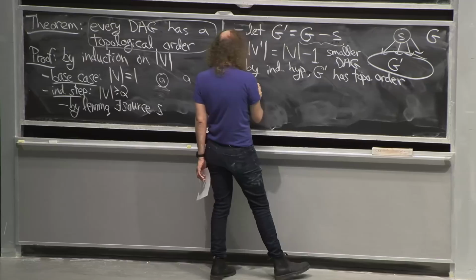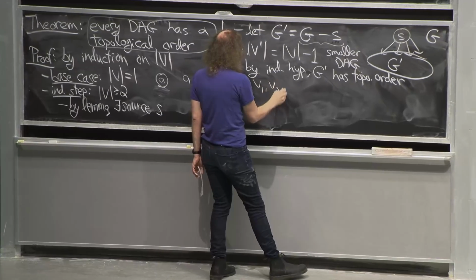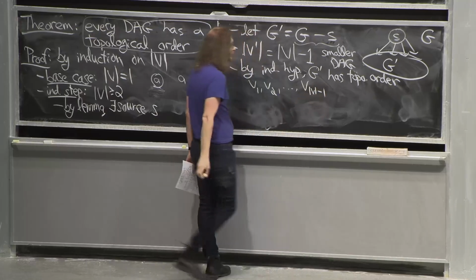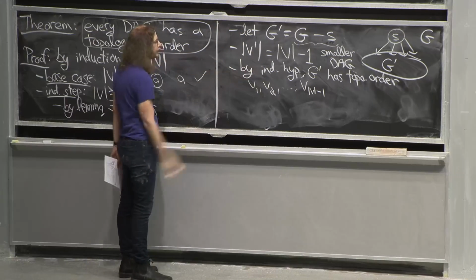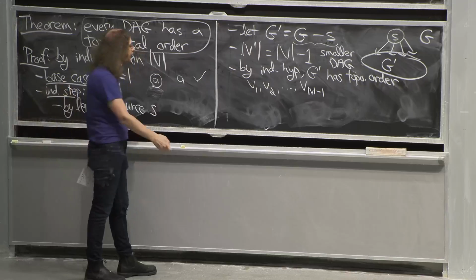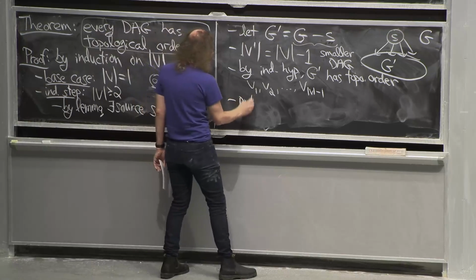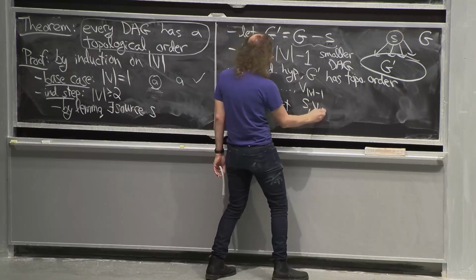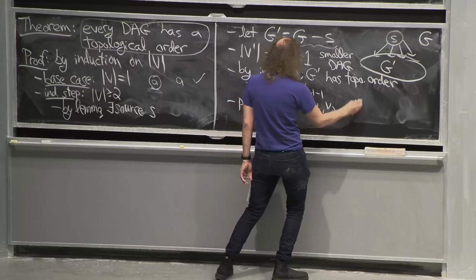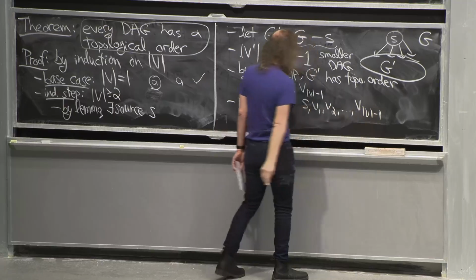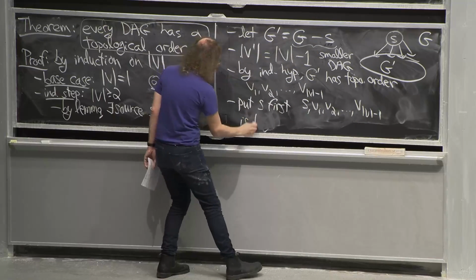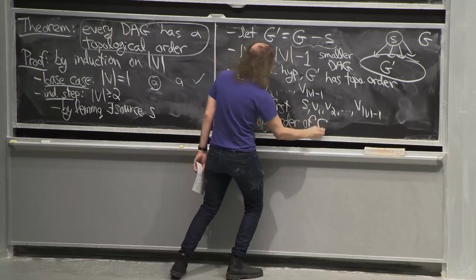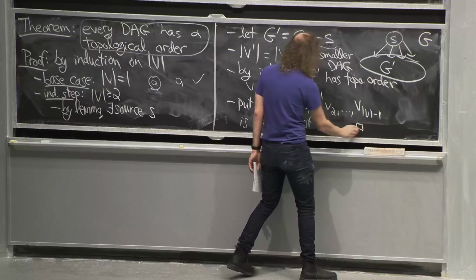Let's call it V1, V2, up to V sub, I guess, number of vertices minus 1. That's how many vertices there are. So by induction, I get an explicit ordering of all those vertices. And now I just put S first before all of those. So we get S, V1, V2, and so on, V sub V minus 1. This is a topological order of G. And this is where I guess you have to actually check something.